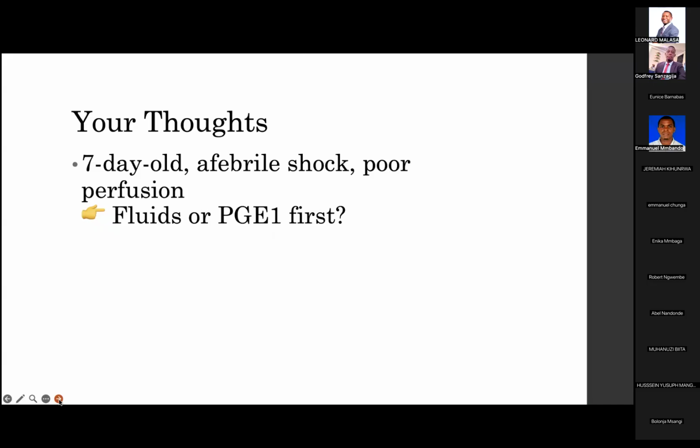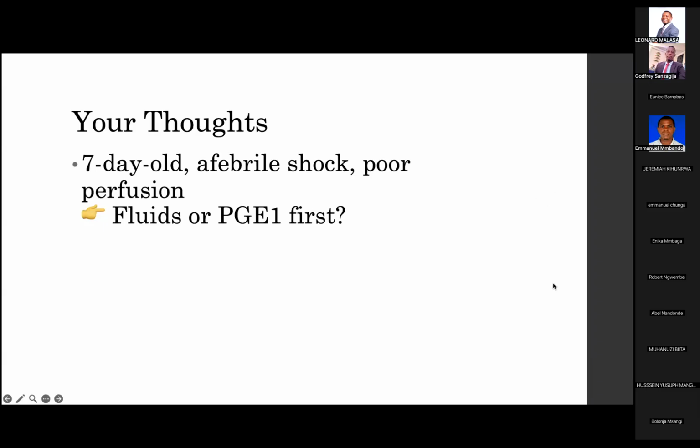So this one is a 7-day-old, afebrile, shock, poor perfusion. That's a tough one. We have talked about our approach, which is, does anyone want to try this? You can unmute and try this. We use that formula of age, color, and hypothesis, and I will give you the answers. Tough crowd. If I was to answer this question, I would say whichever one I could get first, but I would probably do both.